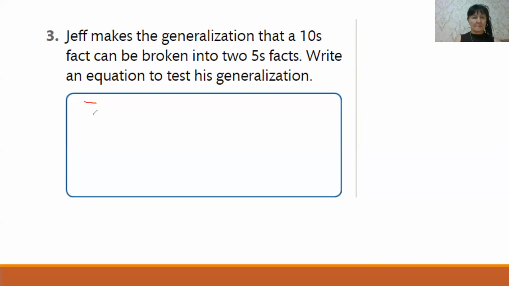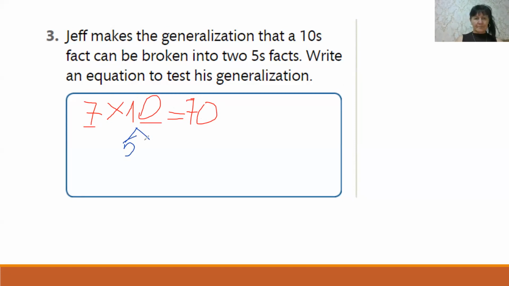I choose 7. I write 7 times 10. And you know that this equals 70 because we write 7 and 0. 70, okay? And now what we are doing, we are breaking the 10 apart and trying to do the same. Check the generalization, okay? Break it apart. We are just checking. We are not solving the problem like this.